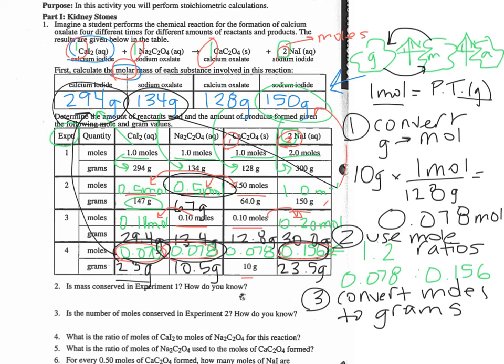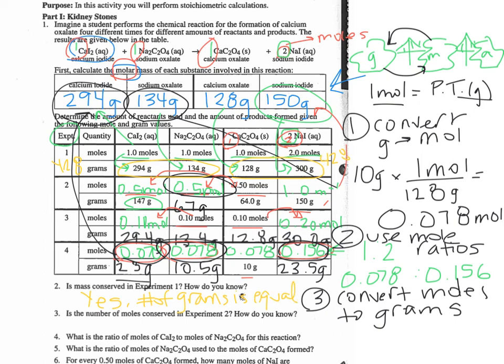And so what we'd have to do is add up the mass of the reactant side. So 294 plus 134 is going to give you 428. And then we add up the mass on the product side. So 300 plus 128, again, is 428. So you could say, yes, mass is conserved because the number of grams is equal on both sides. So we know that the mass is conserved.